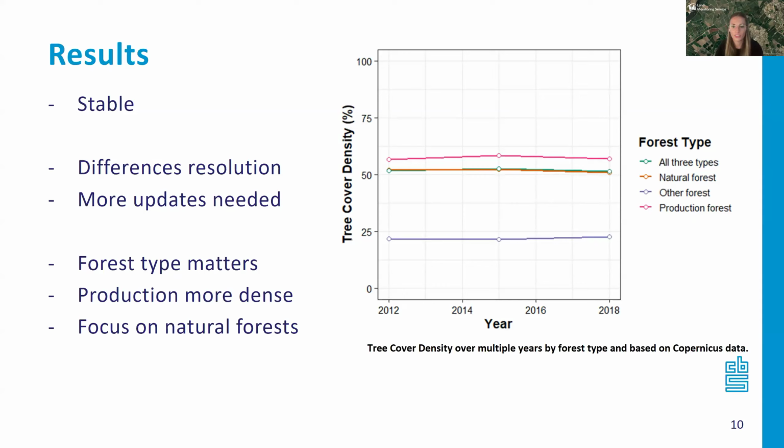So our conclusion from this is that it's probably best to focus on the natural forests, particularly because production forests have artificially high uniform densities due to the management practices, which don't really reflect the true ecosystem health, diversity, and resilience. And natural forests, with their structural complexity and biodiversity, provide a more accurate measure of ecological condition.